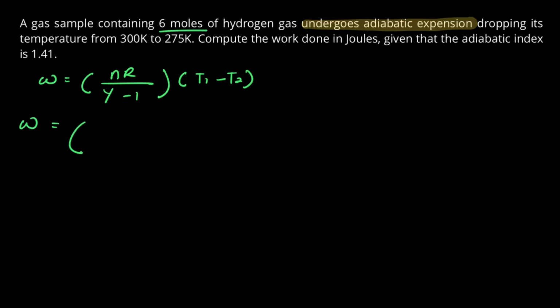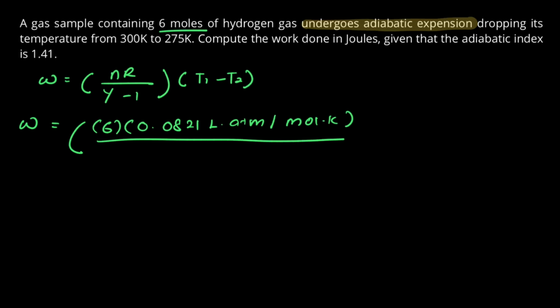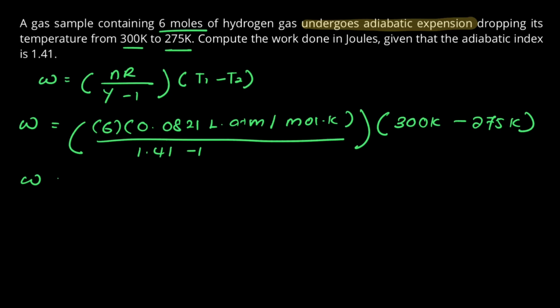In the question it states that it's 6 moles. So 6 moles times R, which is the gas constant, 0.0821 liter atmosphere per mole Kelvin. And then your adiabatic index is 1.41 minus 1. Your T1 is 300 Kelvin minus your T2, which is 275 Kelvin. Therefore, you will get your W.